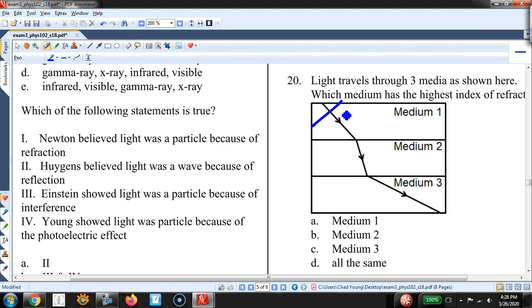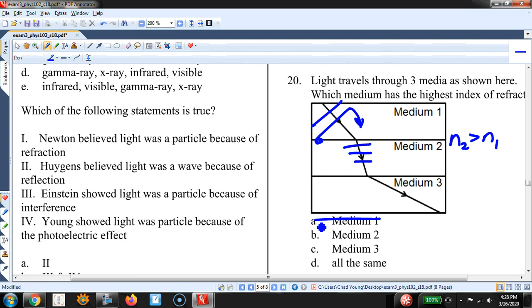So, I'm going to draw my wavefronts. It's going to slow down there, and then that's going to move over. That's why it's bending towards the normal. So I know that in medium 2, light travels slower. Because light travels slower, N2 has to be bigger than N1. Okay, so medium 2 has an index of refraction that's bigger than medium 3. So I can get rid of that right away.